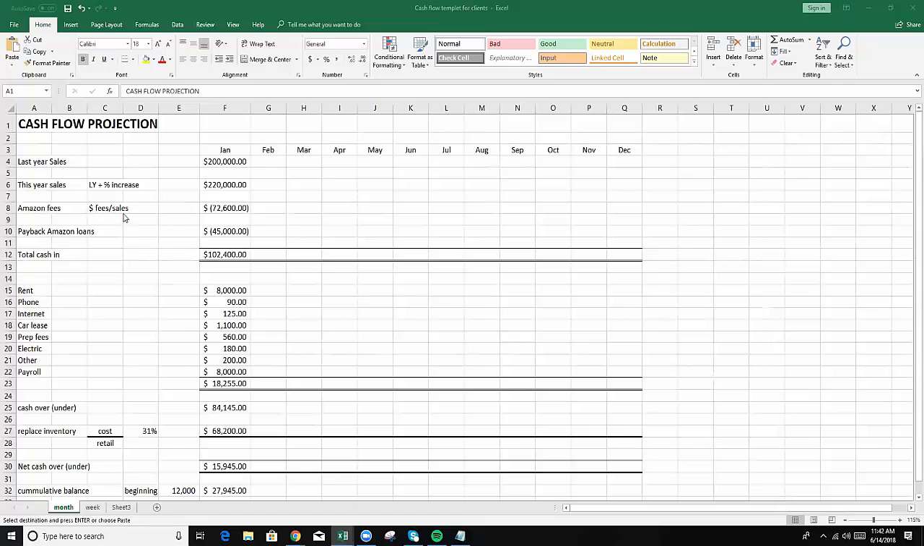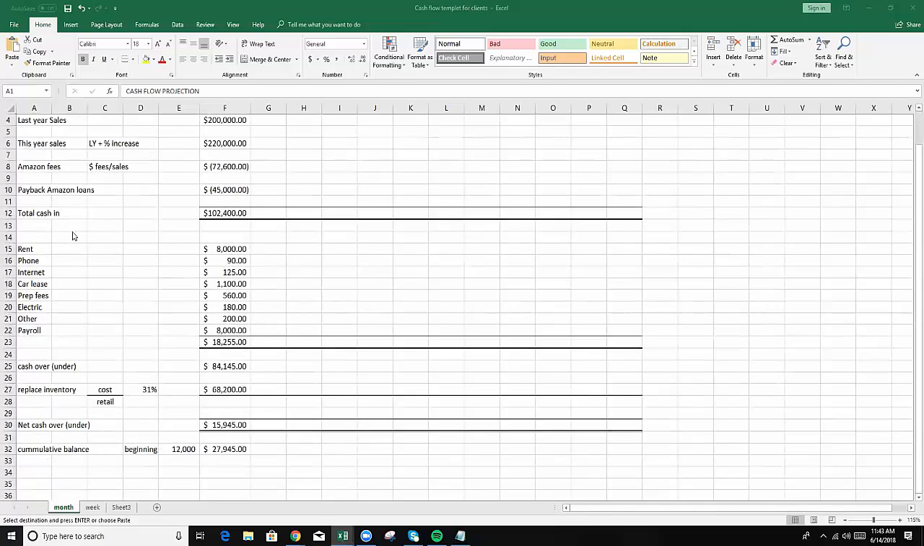So now I take away the Amazon fees because that money's not going to come to me. Whether your percentage is 30%, 40%, whatever it is, they're taking it before they give you any money, right? Do you understand that? Now, if you have an Amazon loan, does anybody have an Amazon loan? No? Okay, then don't worry about that. They take that money before they give it to you too. So then you come down to line number 12 here. This is the total cash that you're going to get in January. All right.